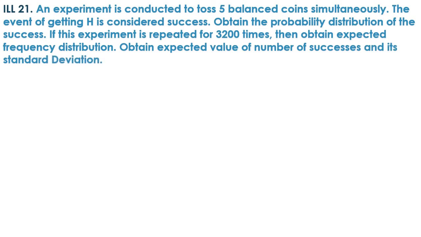Now this is a pretty big question. We have to obtain the probability distribution, that means we have to obtain the formula for that probability distribution, then we have to obtain the expected frequency, expected value of number of successes, that is mean, and the standard deviation. Okay, now let's start here. Because we need H as a success, the probability of getting H is P. Now of course, because it's a coin, H has the probability of 1 upon 2.